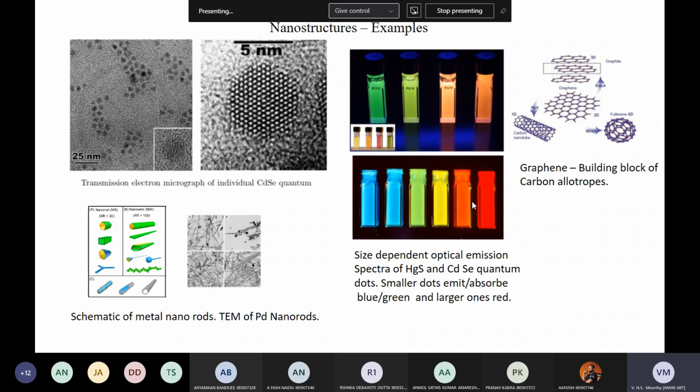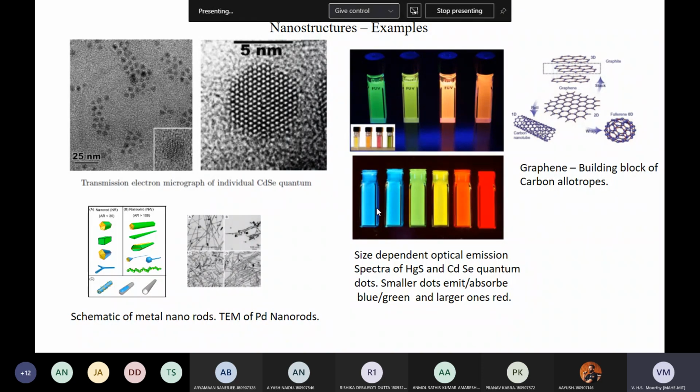This is a larger quantum dot. So basically, red emission is there, meaning we are seeing the quantum dots as red. So what I want to say is that by showing this material, optical emission is an optical property, and the optical property of the materials will change with the size of the quantum dots.